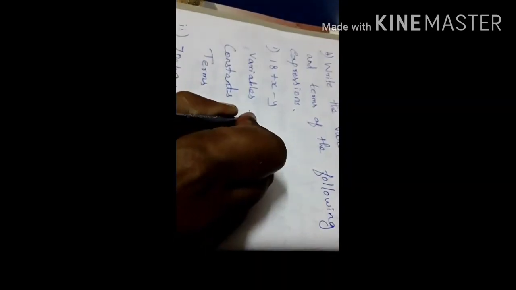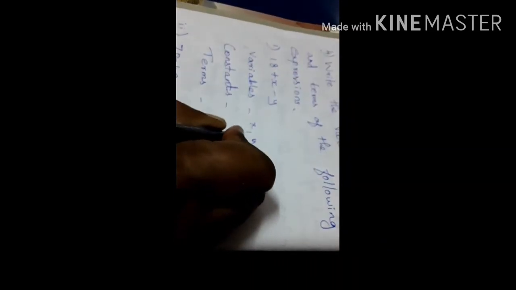Next, write the variables, constants and terms of the following expressions. Already I said, what are variables? Yes, alphabets are denoted as variables. Here, what alphabets are there? x, y. So our variables are x, y. Next, constant. What is a constant? I told you, numbers only are called constants. Here what number do we have? Only 18. So 18 is the constant.